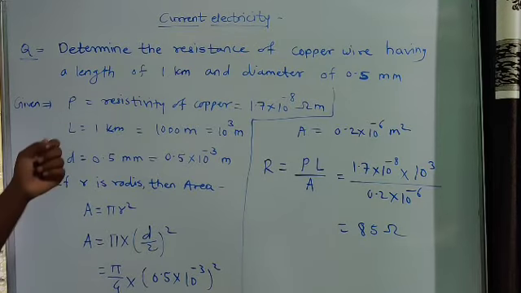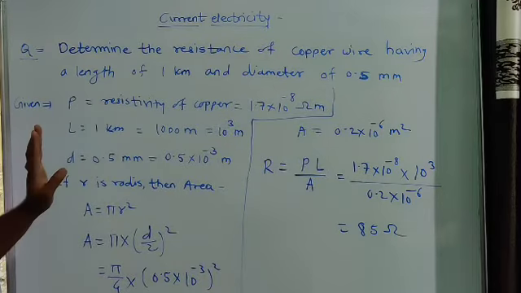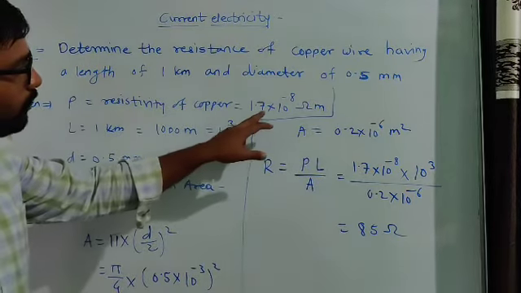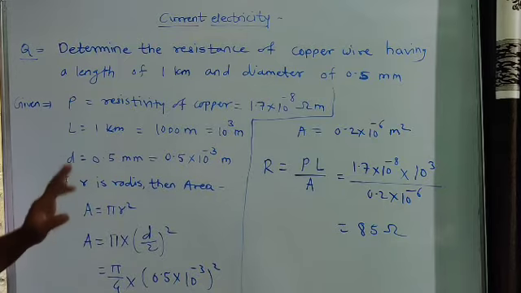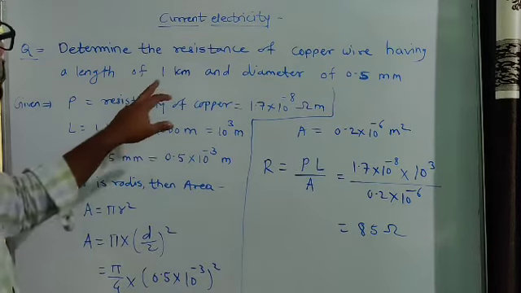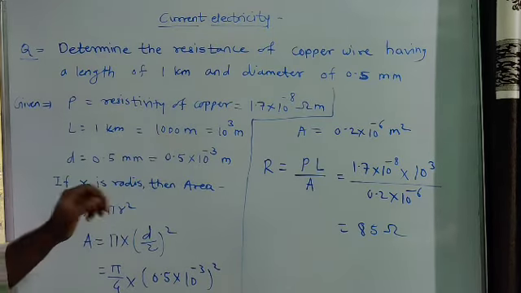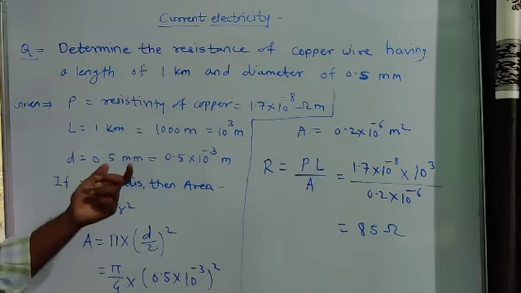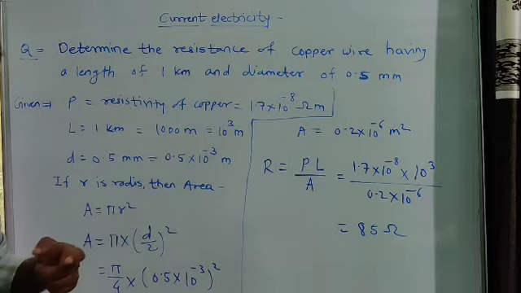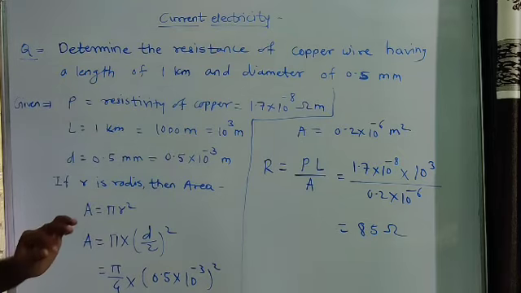First of all, write all the given data. In that, the resistivity of copper wire is given, that is 1.7 into 10 raised to minus 8 ohm meter. Then the length of the copper wire is 1 kilometer. We know 1 kilometer means 1000 meter, and 1000 meter means 10 raised to 3 meter. So we know we have to convert everything into the MKS system. So 1 kilometer we convert into meters.